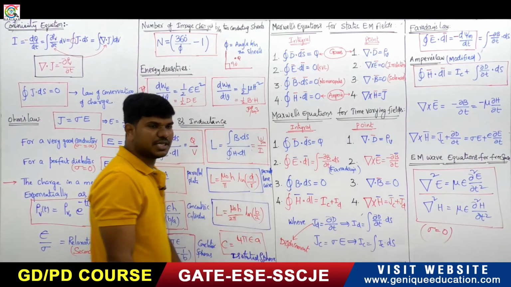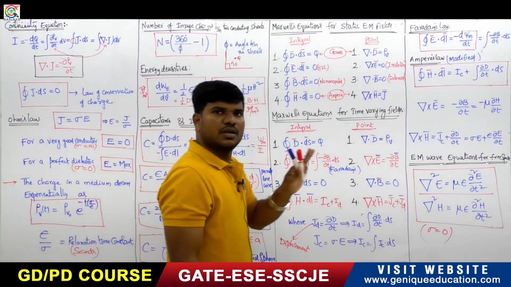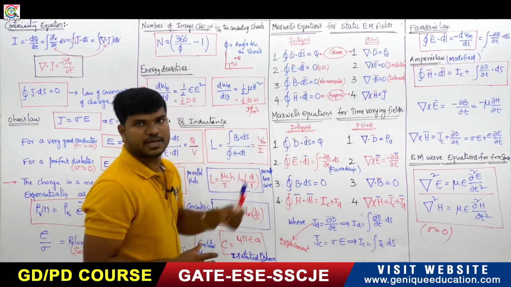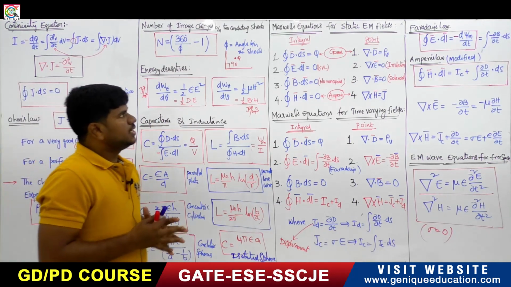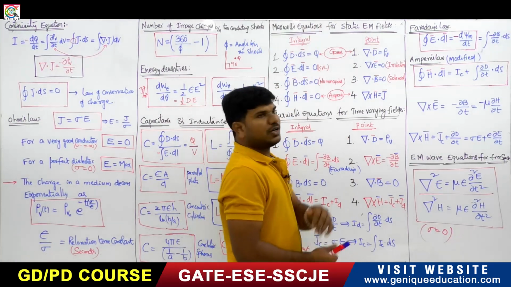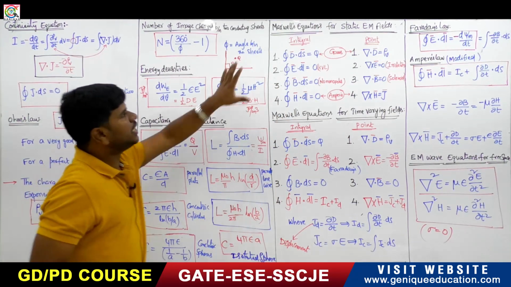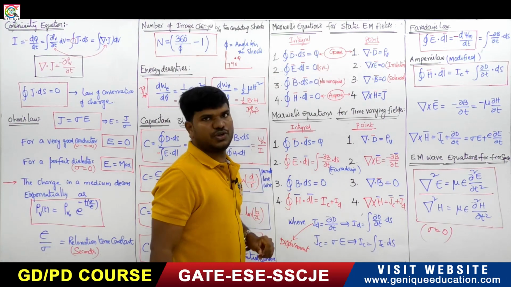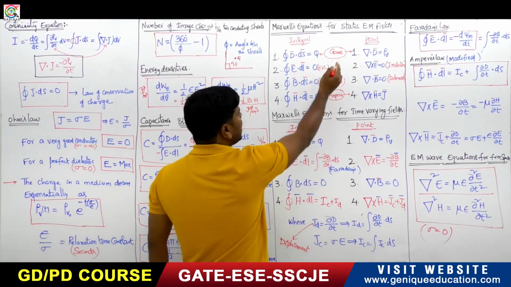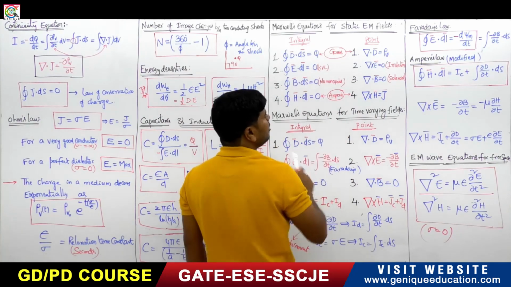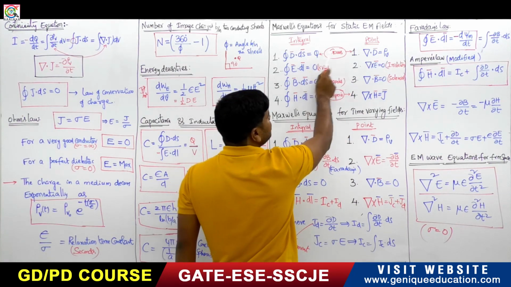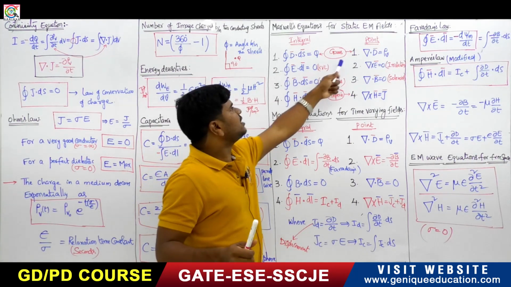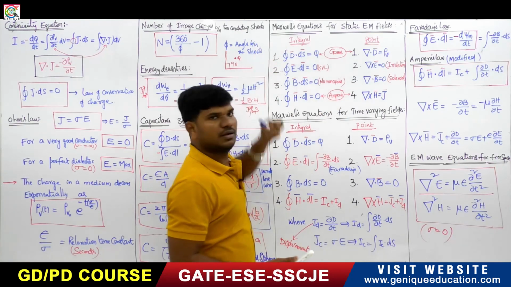If you come to Maxwell's equations, they are nothing but a collection of the equations from Gauss law and Ampere's law. If you come to the static electromagnetic fields, the Maxwell's equations are in integral forms and point forms. Here closed integral D dot dS equals Q. It is from Gauss law, in the integral form. If you apply the divergence theorem to this, you will get del dot D equals rho v. You should know the importance of this, and you should know the statement of this first equation.